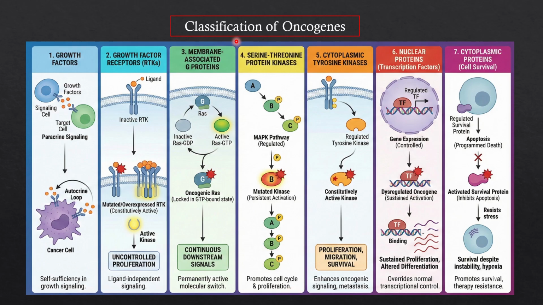So there are the different classes of oncogenes. These are the growth factors, then the growth factor receptor kinases, or RTKs. There are the membrane-associated G proteins, which are RAS and RAS-GTP, locked in the GTP-bound state. Then there are the serine threonine kinase proteins like the MAP kinase pathway, which after mutation cause cancers. And there are the cytoplasmic tyrosine kinases. There are the nuclear protein transcription factors and the cytoplasmic proteins of cell survival.